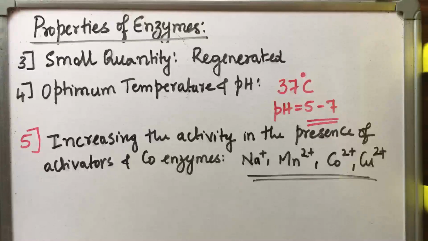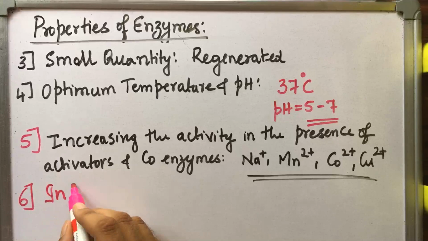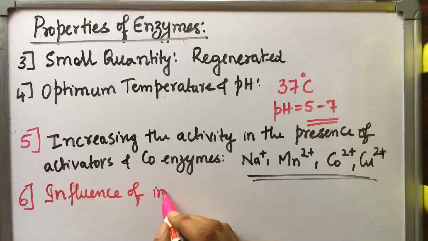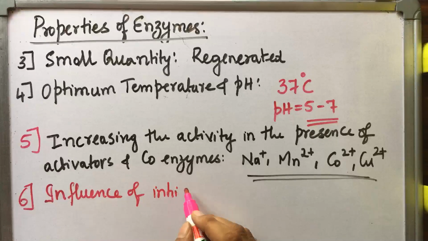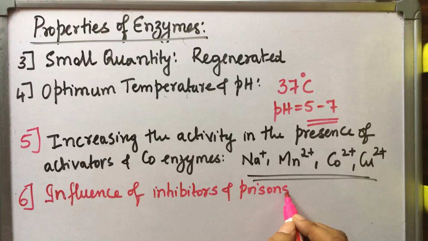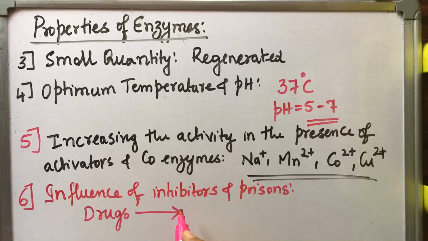There can also be certain things that inhibit, as we studied poisons there. Here we call them inhibitors and poisons. Influence of inhibitors and poisons: we can give the example of drugs. Drugs bind to the active surface of the enzyme and act as enzyme inhibitors.